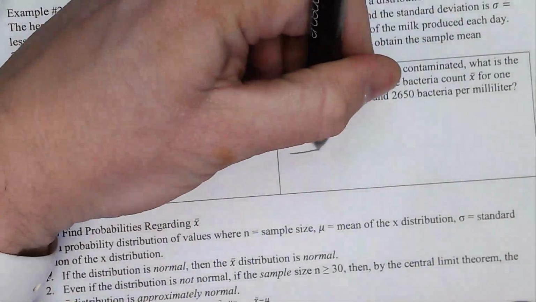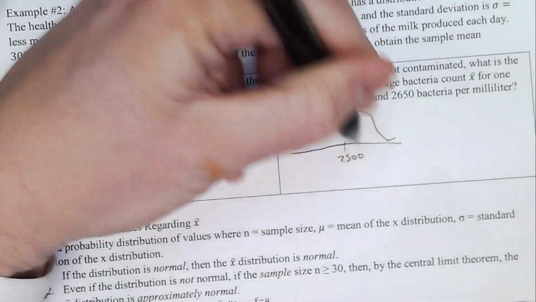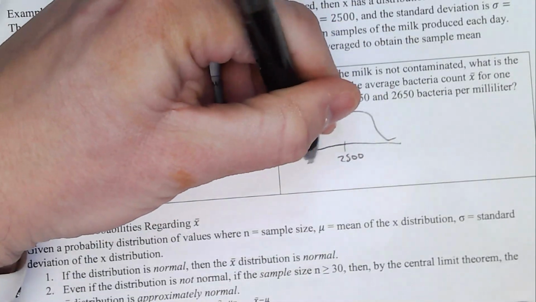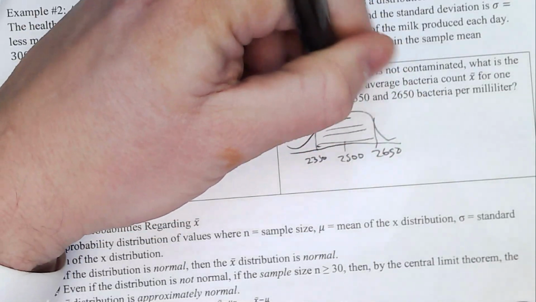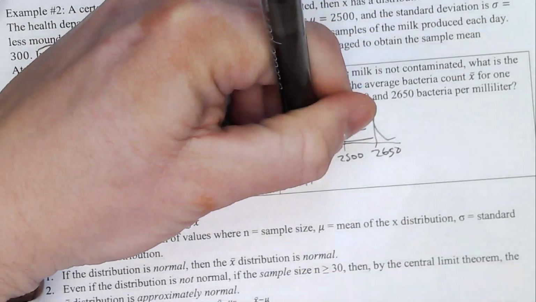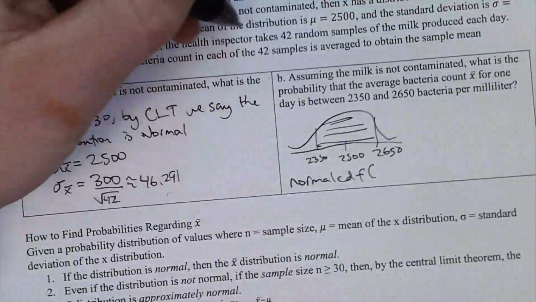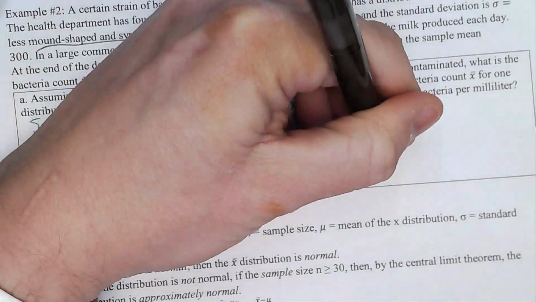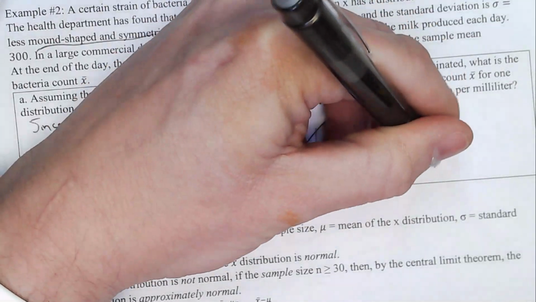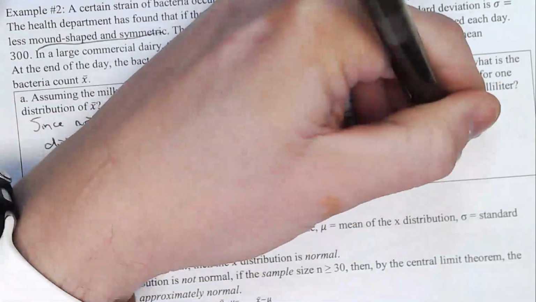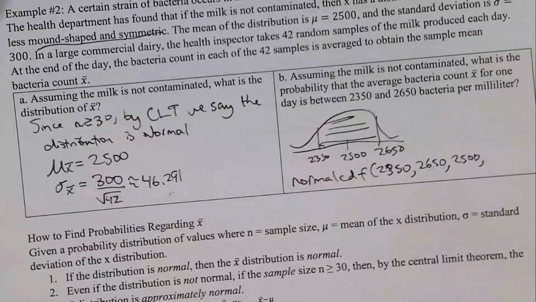Okay, so I'm going to do all my normal curve. 2500 is my mean, between 2350 and 2650. So I could use normal CDF. I'm not doing the Z thing this time. That's a little confusing, I know. What's my lower bound? 2,350. My upper bound, 2,650. My mean is 2,500.